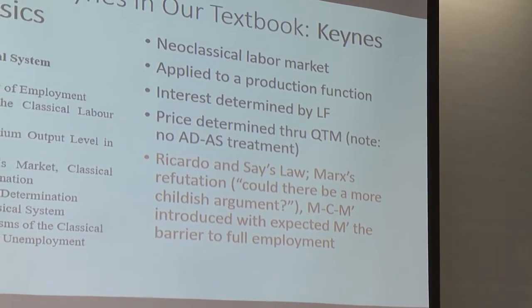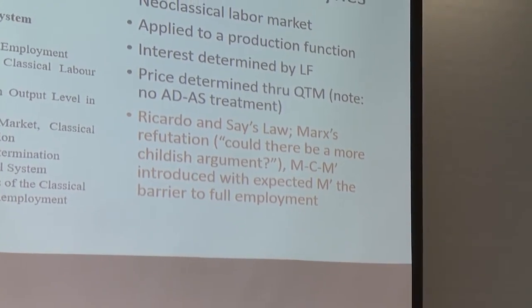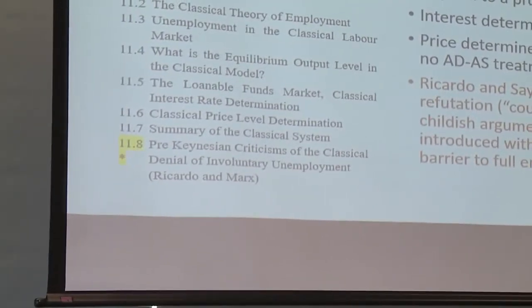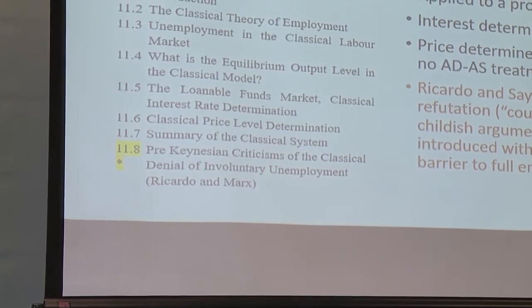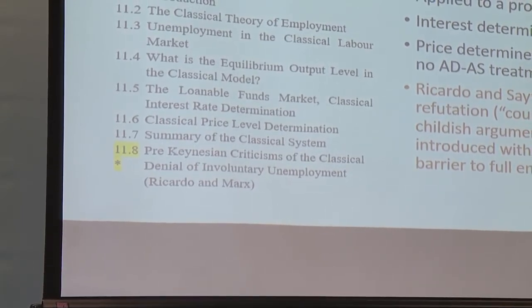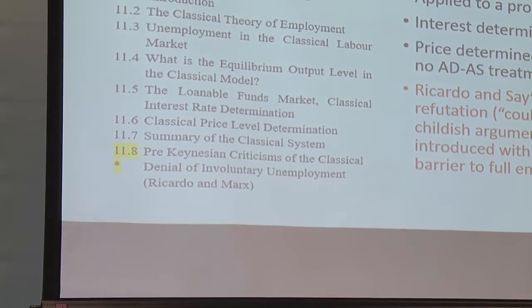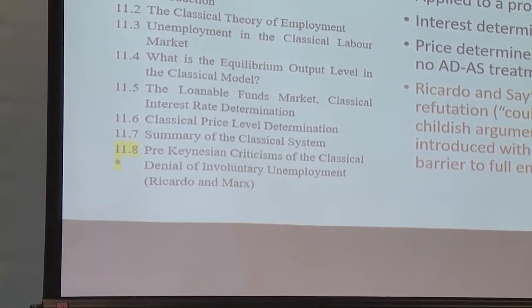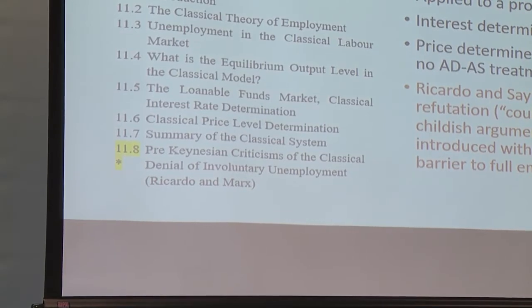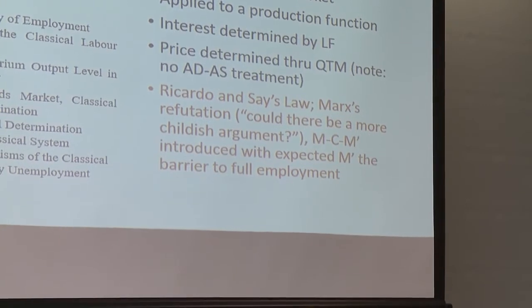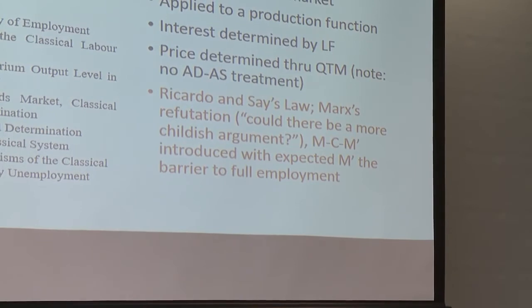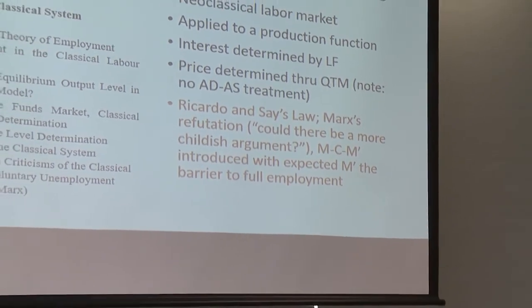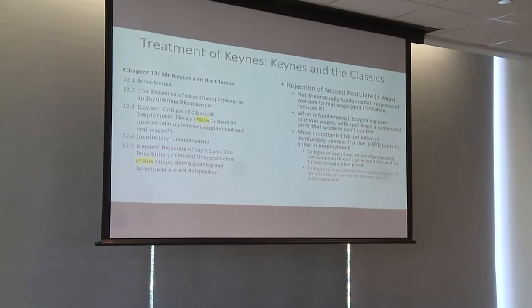And then at the end, some of these sections I have yellow on because I pulled these off my syllabus. And for the undergrads, 11.8 is a pretty difficult one, so in my course, that's optional. Here we have a bit of a discussion on Ricardo and Say's law, and Marx's refutation of Ricardo's arguments, "nothing could be more childish." And the introduction of the MCM prime is all in that section.